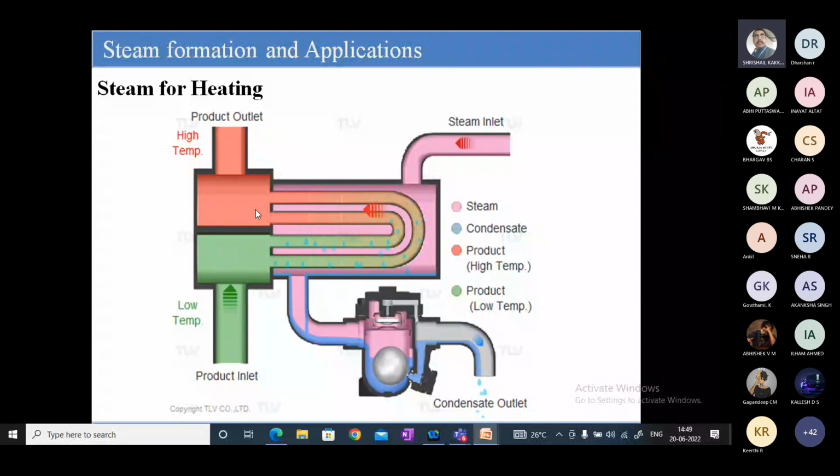Once the steam has performed some function, it goes to the atmosphere as waste. At that time the heat of the steam can be recovered in this manner. This is called the heat exchange process. The heat from the outlet steam, which is going to be waste, will be recovered to the product, which essentially has to be heated. This is called steam for the heating purpose.